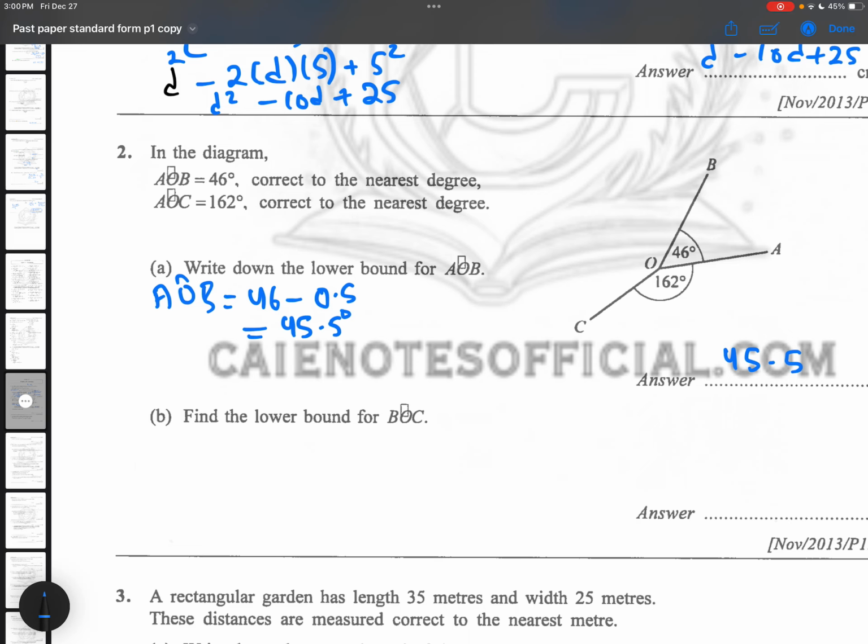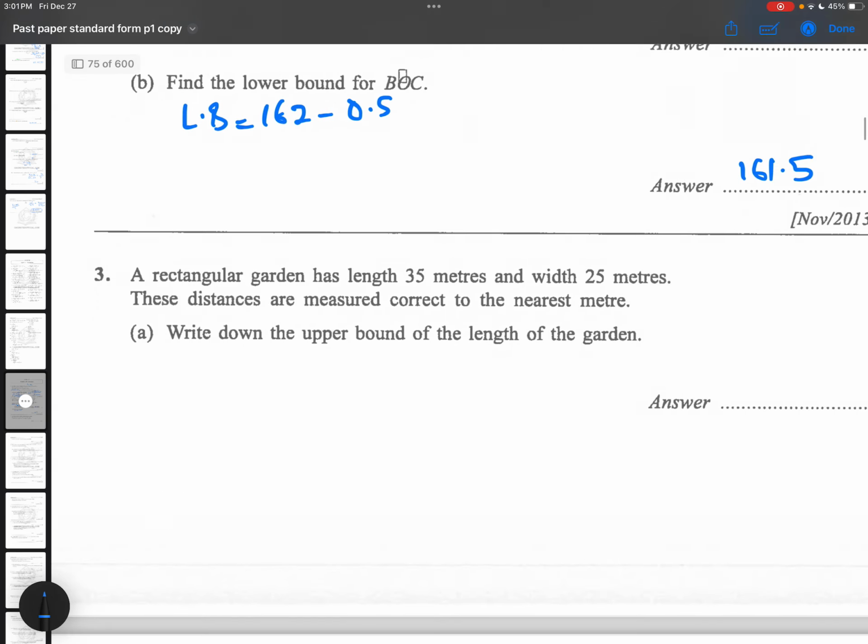Now I need to calculate the lower bound for BOC. So again we will subtract 0.5 from 162 in order to get the lower bound. The lower bound will be 162 minus 0.5, and this will be equal to 161.5.